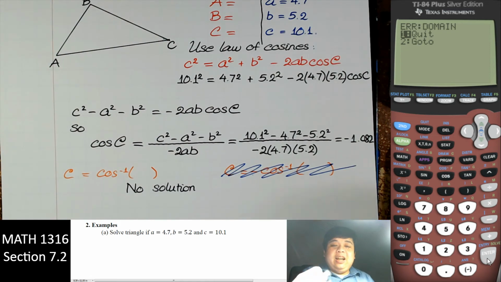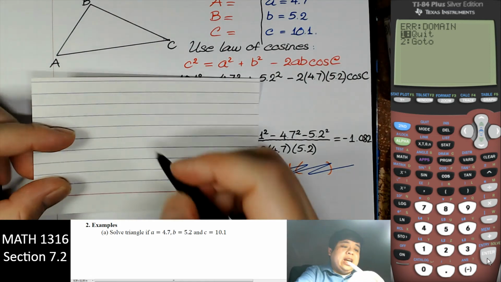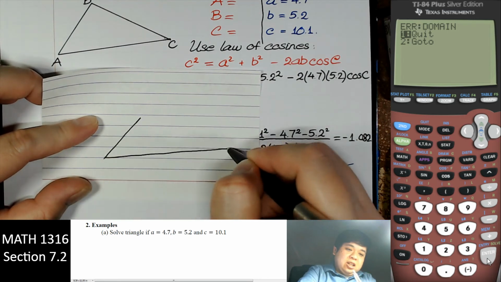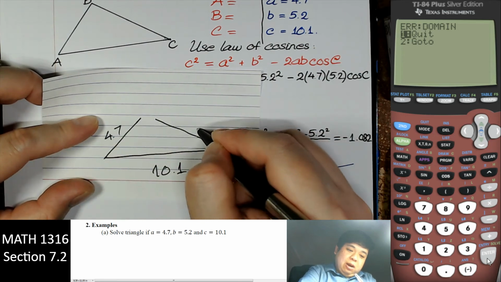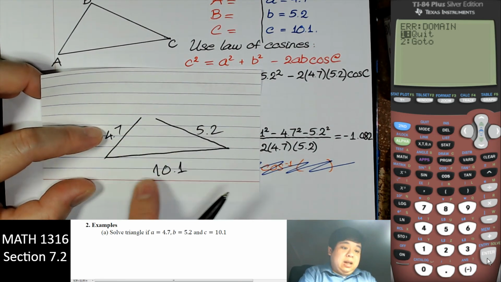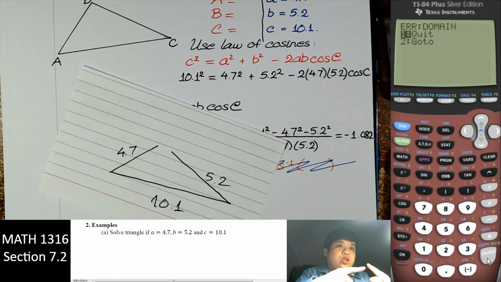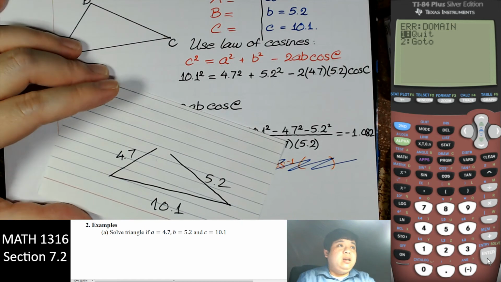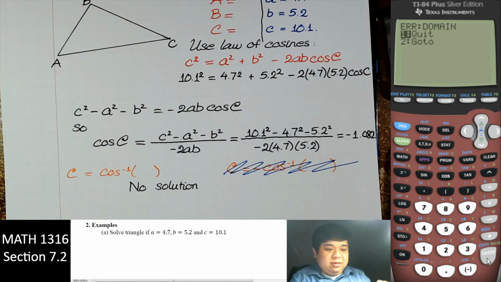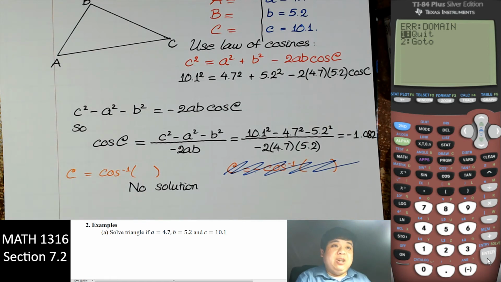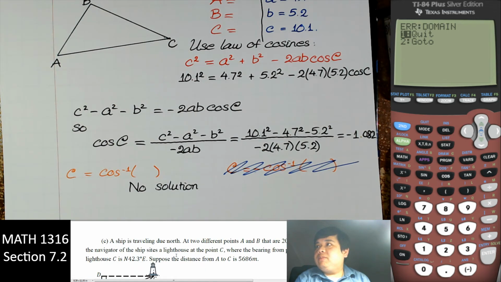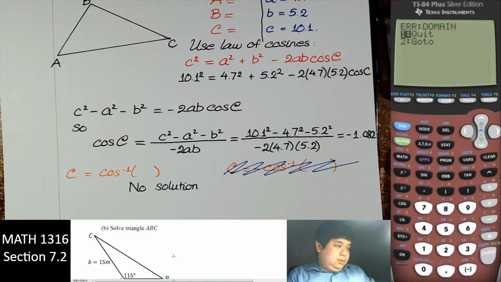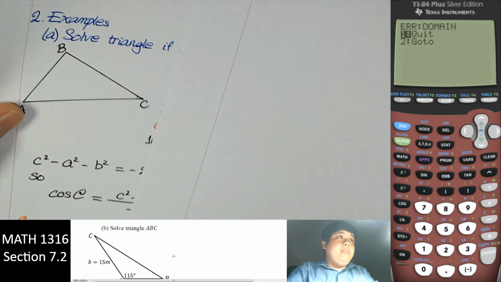Why is that? Now think about this. If we are given one side is 10.1 and the other two are 4.7 and 5.2, these two, when we add up, are not as long as 10.1, so those two points will not meet, and there's no solution. So we can still have no solution when we are given three sides, even though it looks perfectly good here.